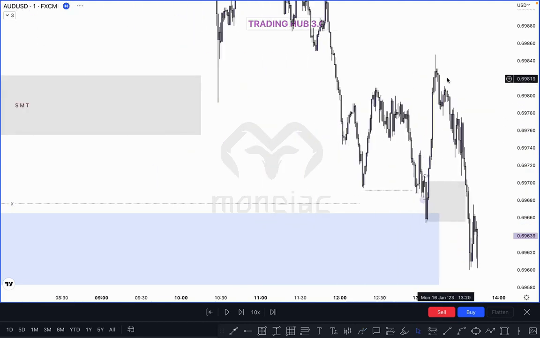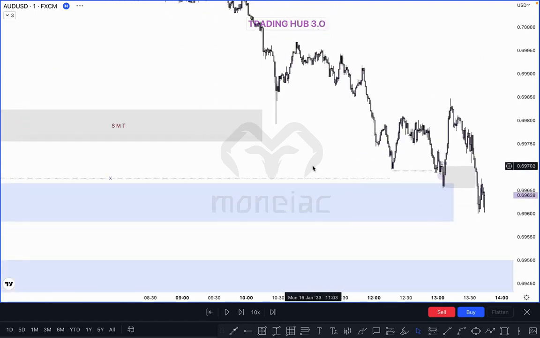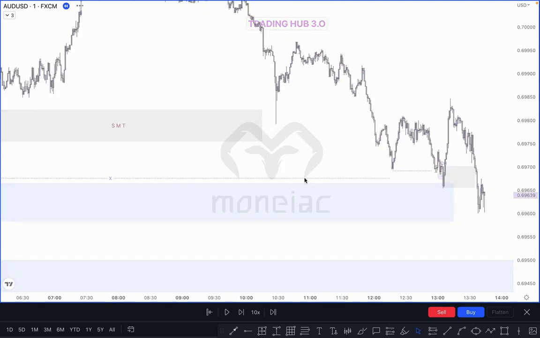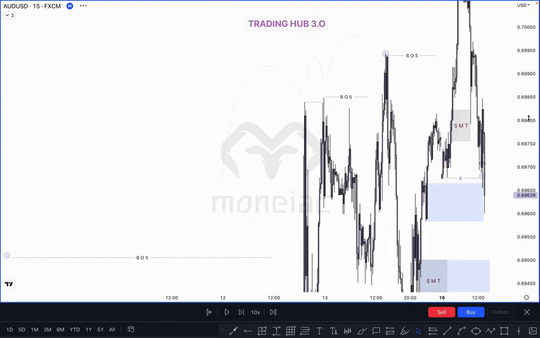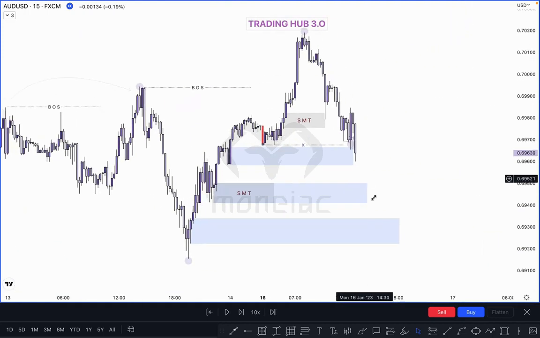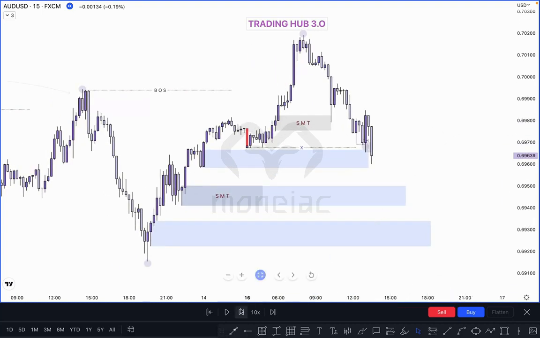Okay, so where is our next POI in this case? First of all, check the 15-minute time frame and wait to mitigate the extreme order block, which is here. You don't need to buy here because this one is SMT. So let's see what happens next after this one.